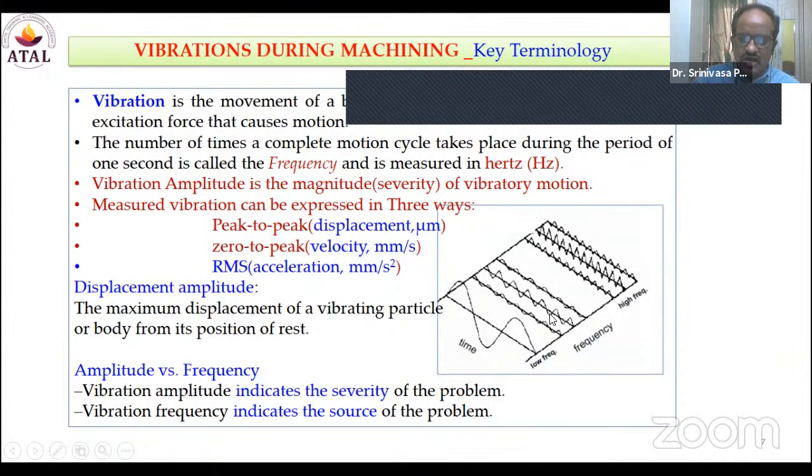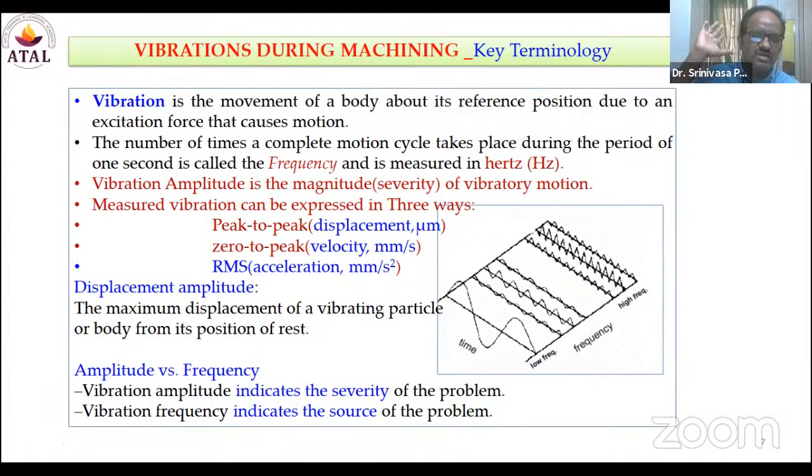Now, how many times per second is the same severity occurring? That is called the frequency. Vibration frequency indicates the source of the problem. At what frequency? Is it 60 hertz or 30 hertz or 40 hertz? At what frequency is the same problem repeating? That is, the frequency indicates the source of the problem, and the amplitude indicates the severity of the problem. Severity is important, and the frequency is also important.